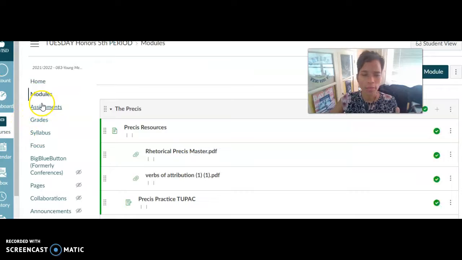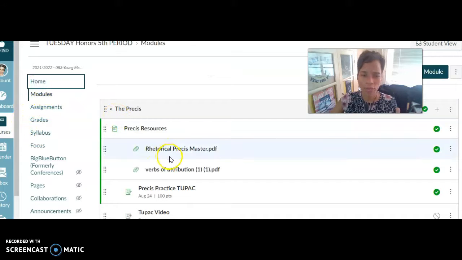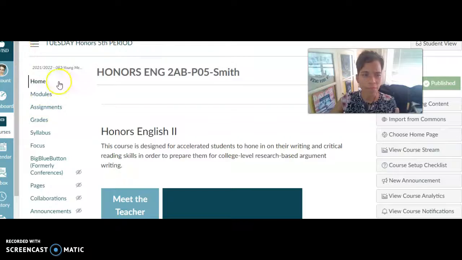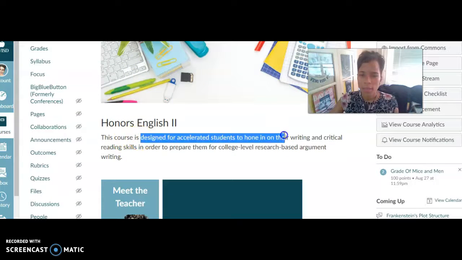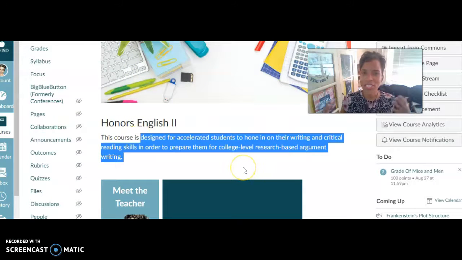So a little background for the course again. I'll pull that up here on the home button. As you can see, it's designed to accelerate your scholars to hone in on the writing and critical reading skills in order to prepare them for college level research and research-based argument writing.